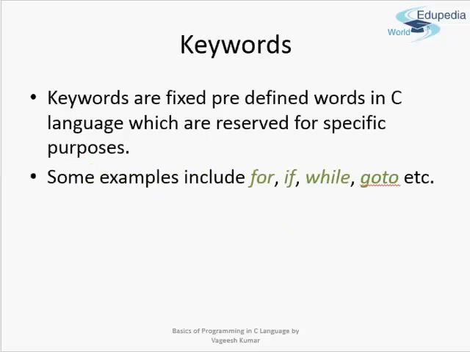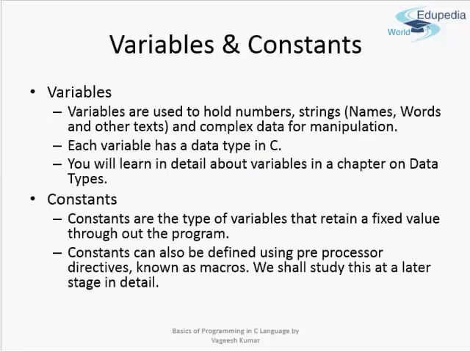Now we come to keywords. Keywords are certain fixed predefined words in C language which are reserved for specific purposes. Some examples of the keywords include for, if, while, goto, return, etc. You will learn about the functionality of each of these keywords as we proceed further with our tutorial.